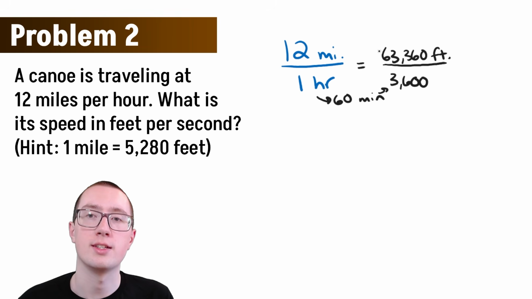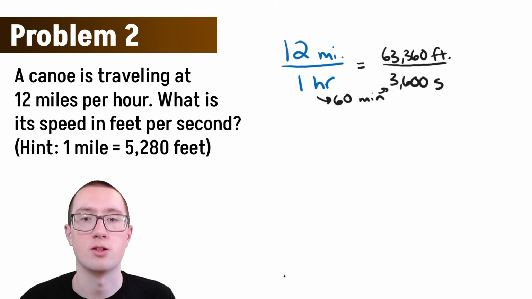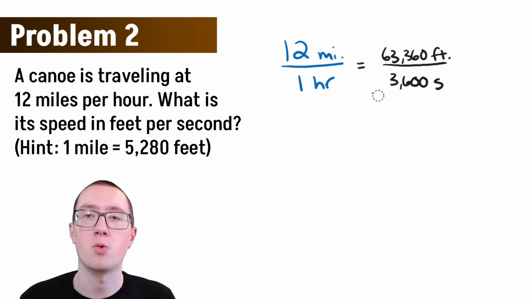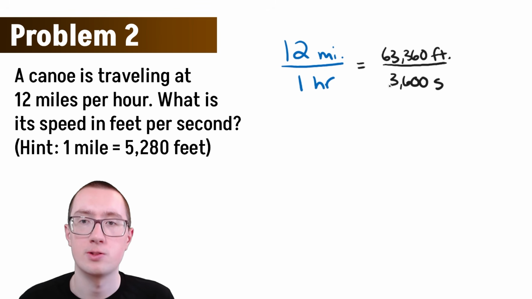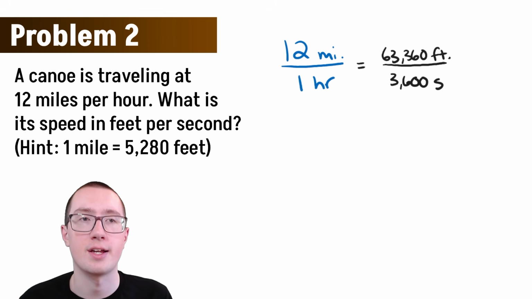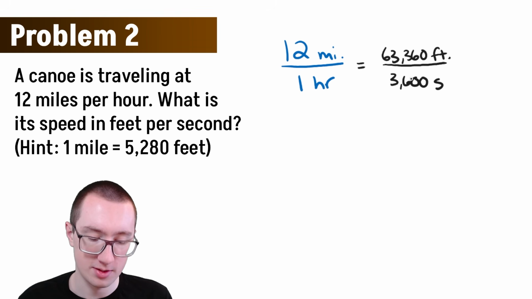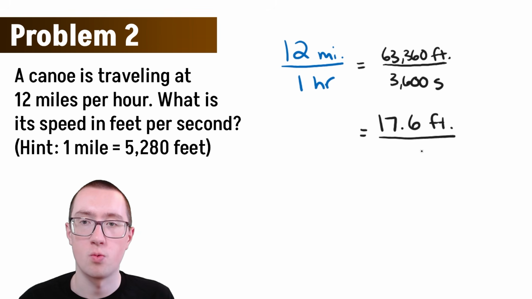So the canoe is traveling 63,360 feet in 3,600 seconds. But remember that the question is asking for feet per second, like every 1 second. So how do we simplify this down? Well, remember that fractions are just the same thing as division. So we can just divide 63,360 by 3,600. And that should give us 17.6 feet for every 1 second.